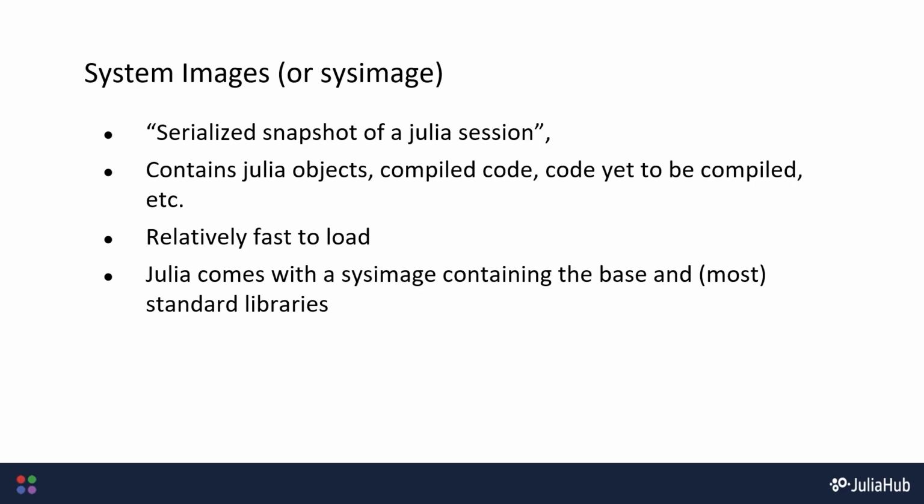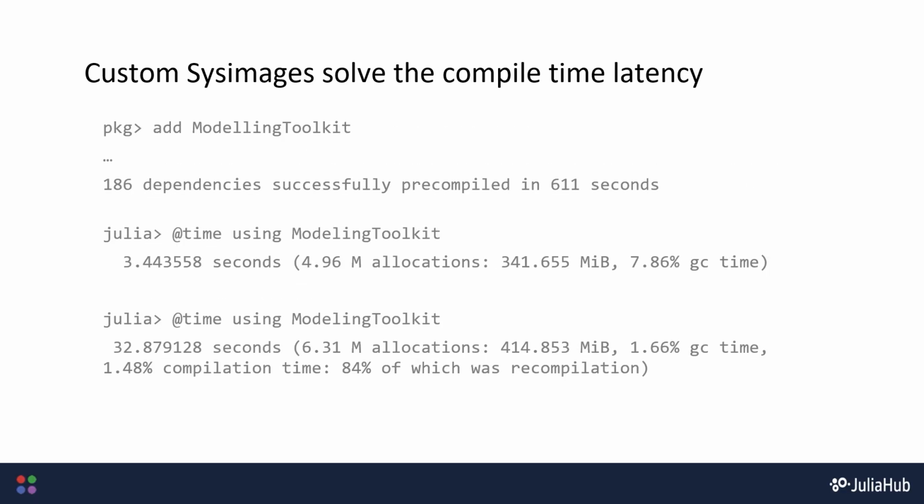Now, all of this was just ship your code, ship source code, precompile at build time, and off you go. Sometimes that's not enough, and sometimes you will hear people talk about system images. A system image is basically a snapshot of the memory of a running Julia session. It contains natively compiled code, and it loads faster than loading a package image or a standard precompiled image. Custom sysimages basically solve the compile time latency, the first run latency.